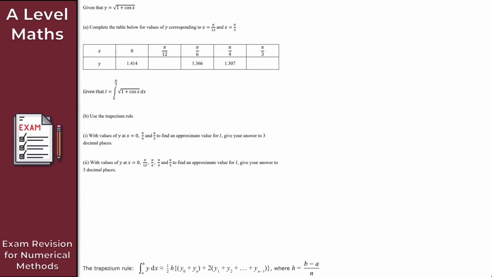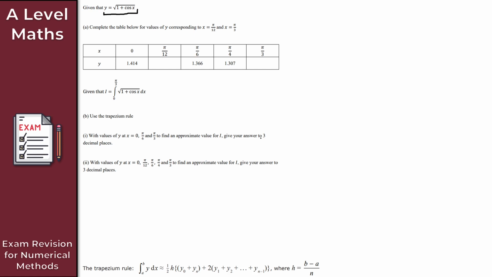And then finally, we have the very last question, question 3. So for this question here, we're given that y is equal to the square root of 1 plus cos x. Now for the first part of this question, part A, all we want to do here is complete this table below, the values of y corresponding to x equals pi over 12 and x equals pi over 3. So nice and easy, right? All we need to do then is just substitute x equals pi over 12 and x equals pi over 3 into this equation here.